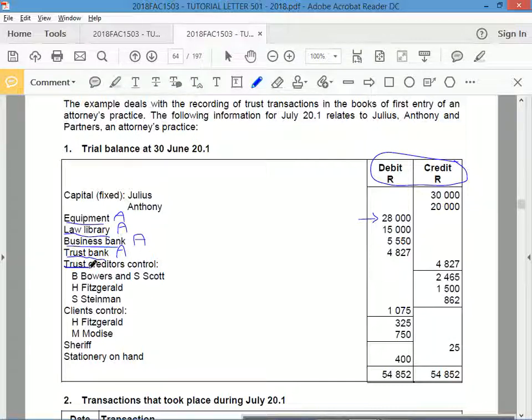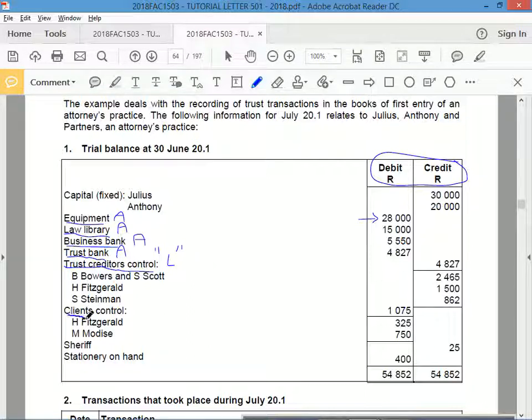Trust creditors control, that's a new one. Well, relatively, we've been speaking a little bit about them last week and now more this week. Liability, because the client gives you money, it's still the client's money. That's why it meets the definition of a liability, an obligation. You as the business are obligated to either return the money that was deposited or earn the money by rendering a service.